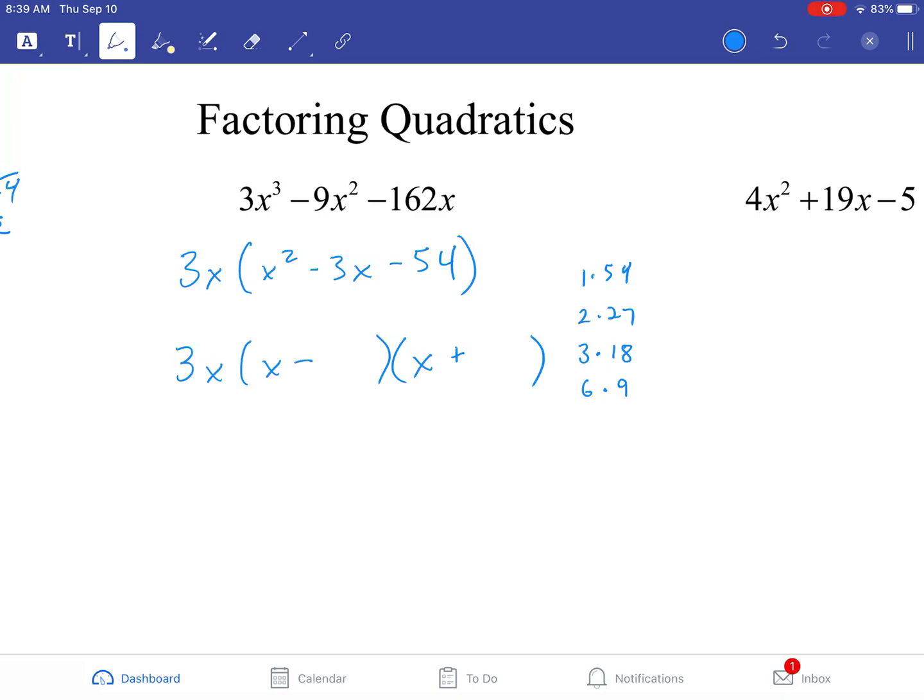Okay, now, kind of as I said before, if the signs in the parentheses are the same, you're going to add. But since the signs in the parentheses are different, you're going to subtract. So which two numbers, when you subtract them, will give you 3? Well, that's too big, that's too big, and that's too big. So 6 and 9 is going to be our answer. I'm going to put the bigger number first. And there we go. There is our factorization.